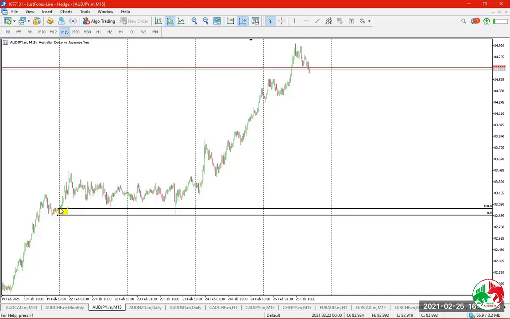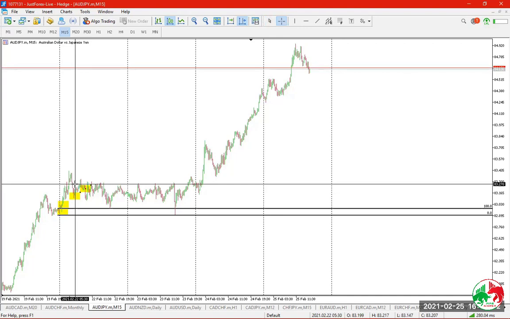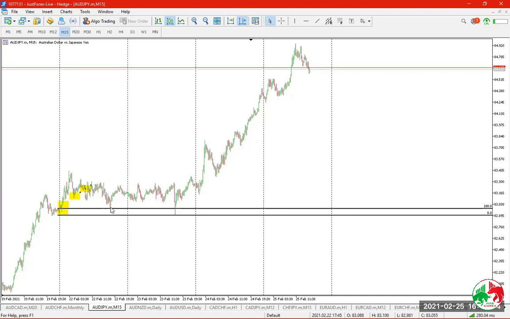So as you can see here, if this was my first zone, then this is one, two, let's say two, three. Obviously, price left three times more before coming back to revisit the level. So this validates our zone.